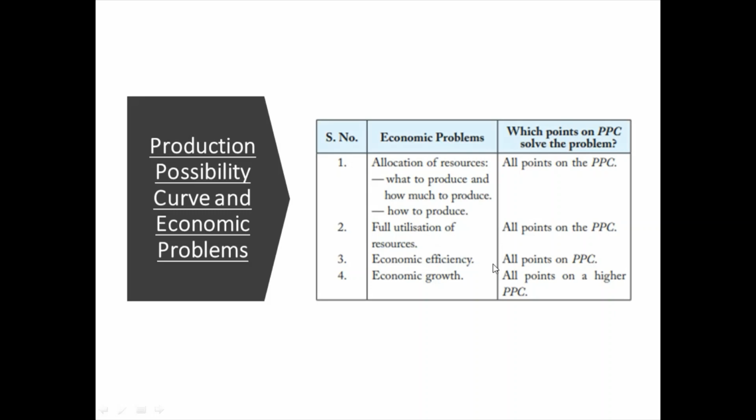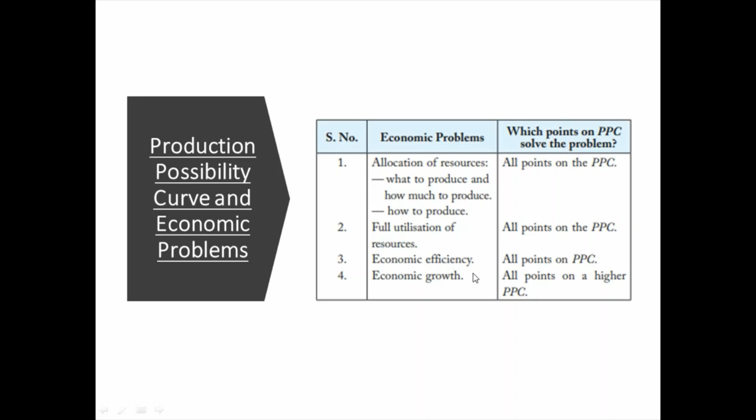Economic efficiency: every point on the production possibility curve tells us that there is economic efficiency in the economy because there is full employment of resources as well as the most updated form of technology being used. The fourth point, economic growth. This is being shown by the production possibility curve by a point that lies above the curve or towards the right of the production possibility curve.